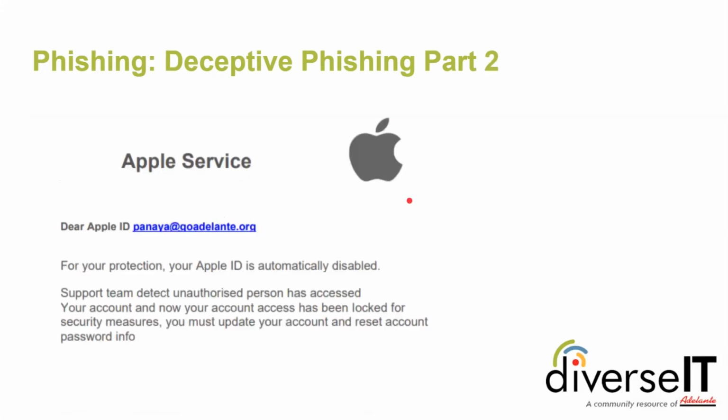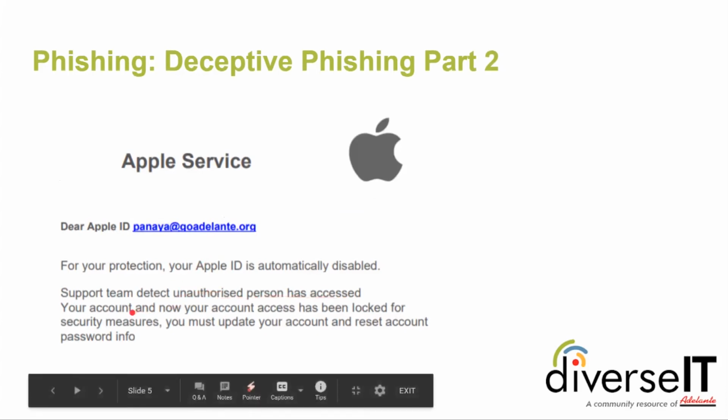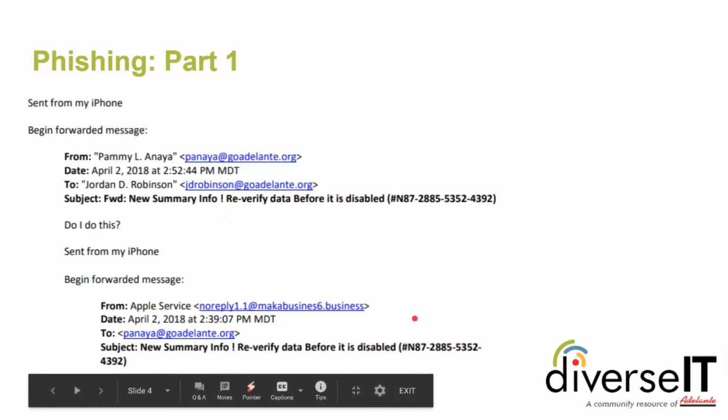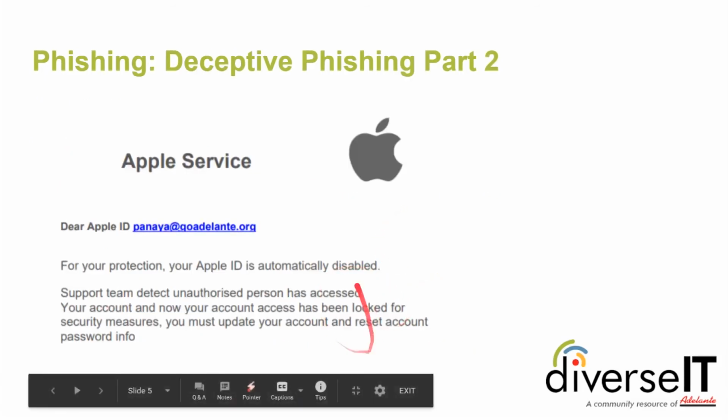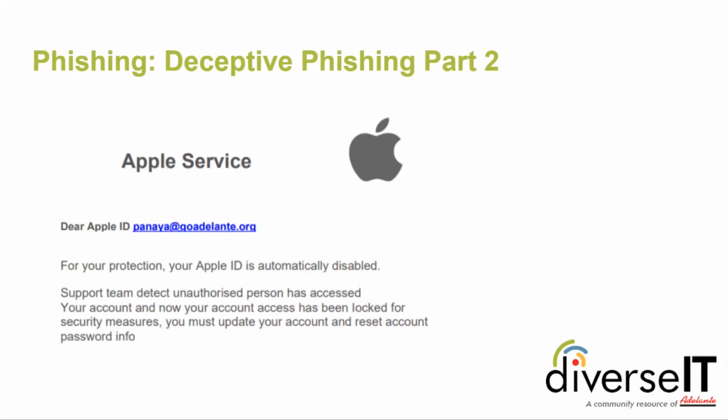They added some fear, but the lie also in here is, support team has detected unauthorized person has accessed your account, and now your account has been locked for security measures. Well, in this area, it says re-verify data before it is disabled. So there's a discrepancy. My account can't be disabled and locked, or locked and disabled. If you're telling me I might need to take action before it is disabled, then why down here does it tell me my account is already locked? So that is why I love this example for that life analogy there.